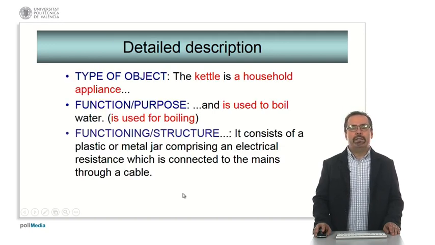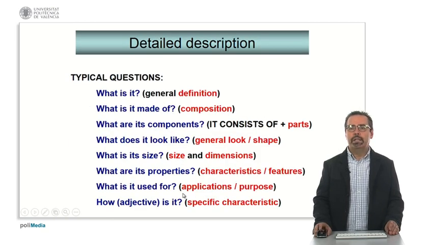Normally when we give a detailed description, it's very important to start with the type of object, and then depending on the object or product, we can focus on certain aspects such as the function, the purpose, or the structure. Here we have a typical example. The kettle is a household appliance. This is a general verb and noun to express it, and it is used to boil water, is used for boiling water. And then a more detailed description would follow. It consists of a plastic or metal jar comprising an electrical resistance which is connected to the mains through a cable. Depending on the object, you have to decide which aspects you want to deal with.